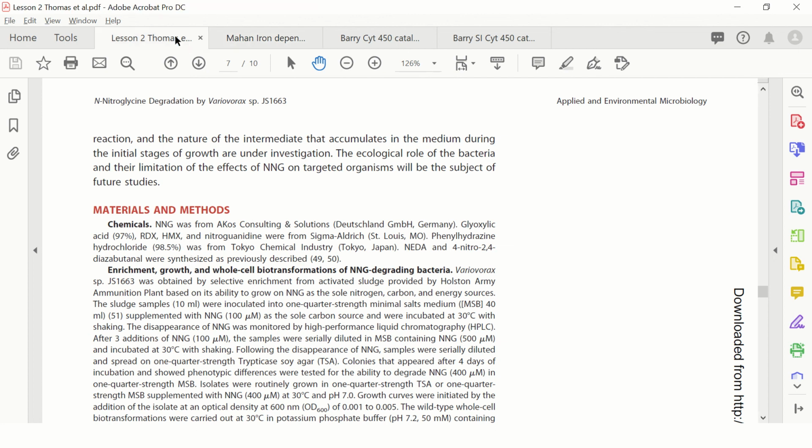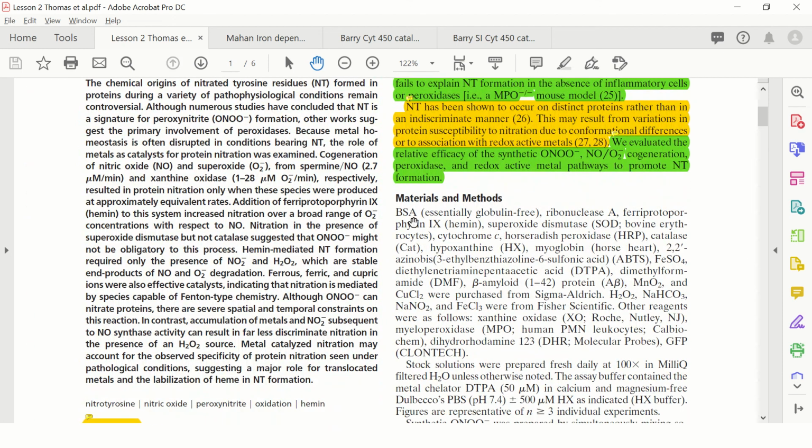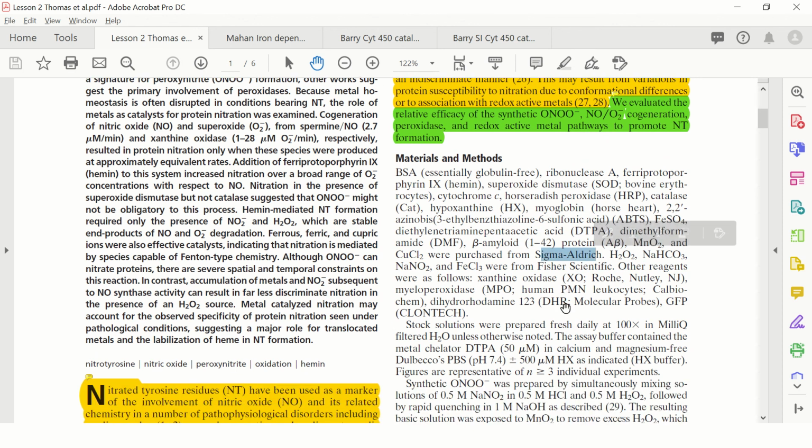You can faithfully reproduce the results, presumably, as long as you have these reagents. For instance, in Thomas et al., this may also include things like proteins. BSA, ribonuclease, these are all different proteins that the authors didn't make in their own laboratory, but purchased from Sigma Aldrich. This may also include information about whether protein or reagents were given as a gift from another laboratory, which may be stated in this section of the materials and methods as well.